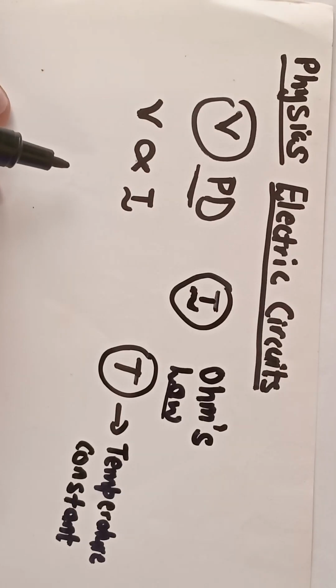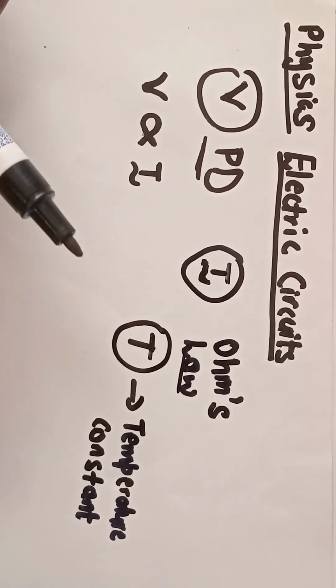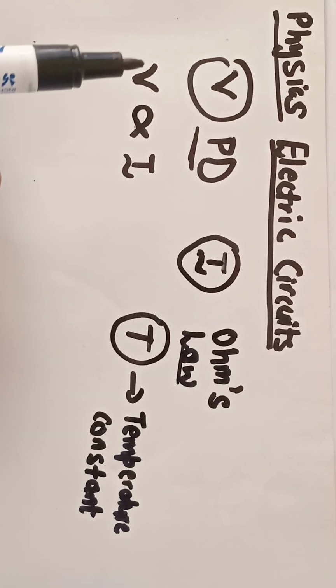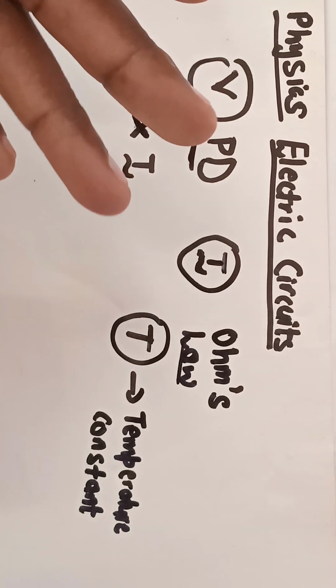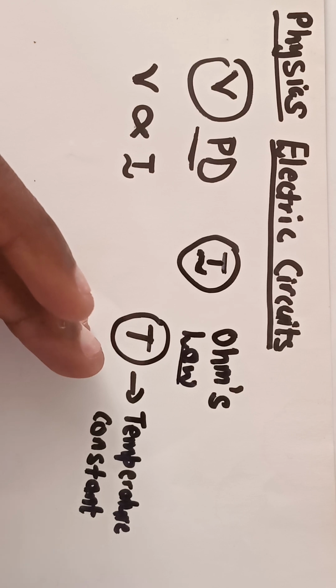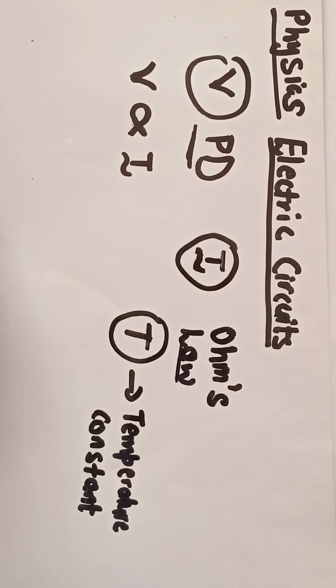So Ohm's law simply focuses on constant temperature. If the temperature is not constant, if it changes every minute, maybe every hour, say from 20 to 25, then the temperature is not constant. So we are not talking about Ohm's law in that case.